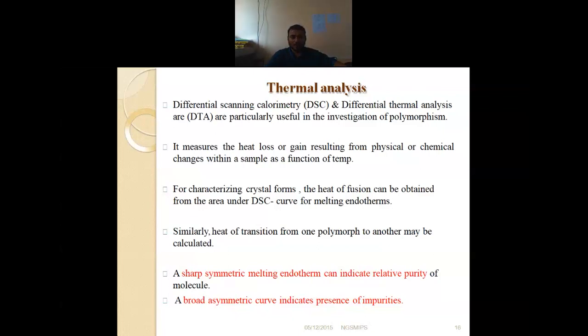Do you have any query regarding thermal analysis? Ikram?